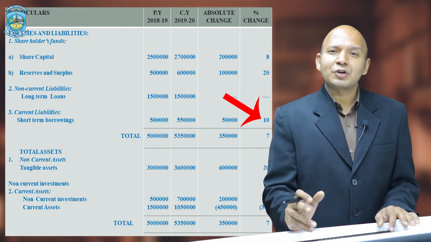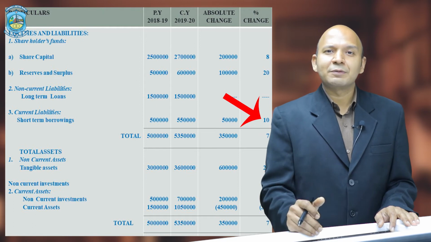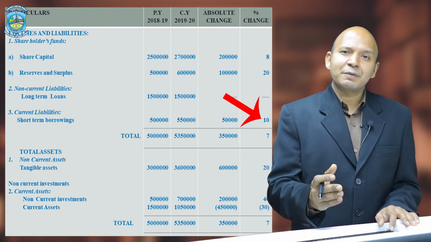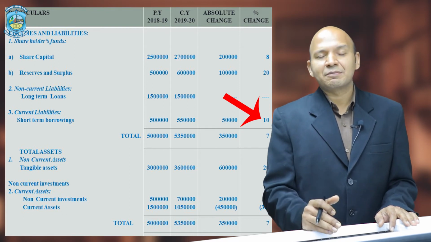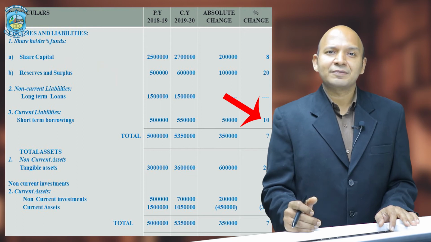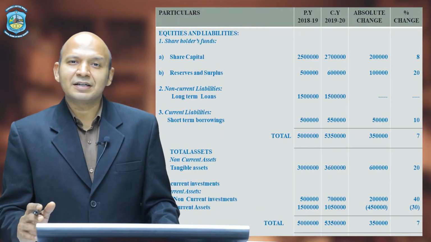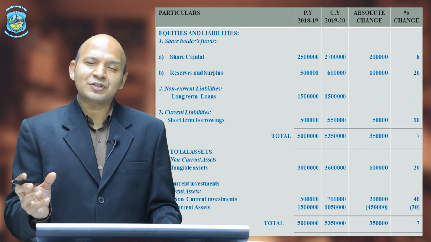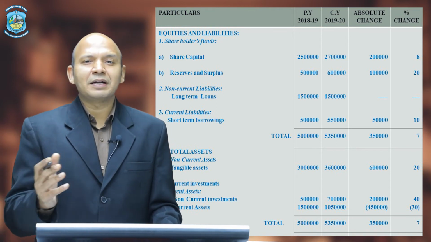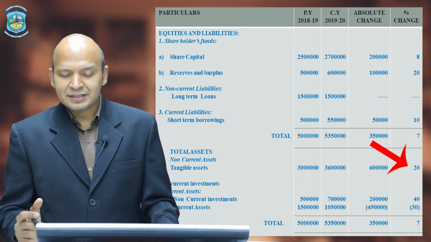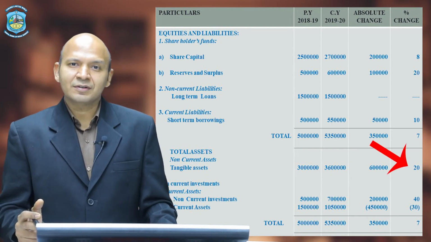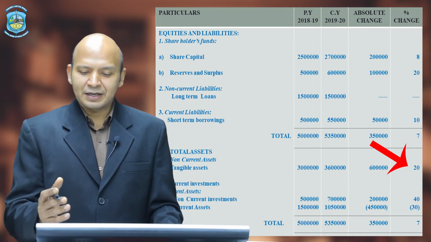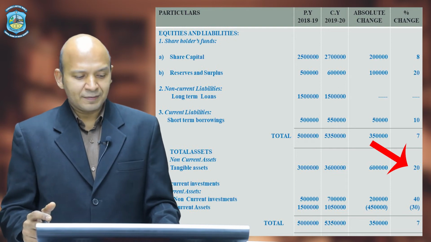As far as short-term borrowings is concerned, if we have to calculate percentage change, the amount in the absolute change is 50,000 divided by previous year amount 5 lakhs multiplied by 100, the percentage is 10. For calculating the percentage change for the assets, same formula we will be applying, that is absolute change divided by previous year amount multiplied by 100. For tangible assets, the absolute change was 6 lakhs. Previous year amount was 30 lakhs. So 6 lakhs divided by 30 lakhs multiplied by 100, the percentage is 20.